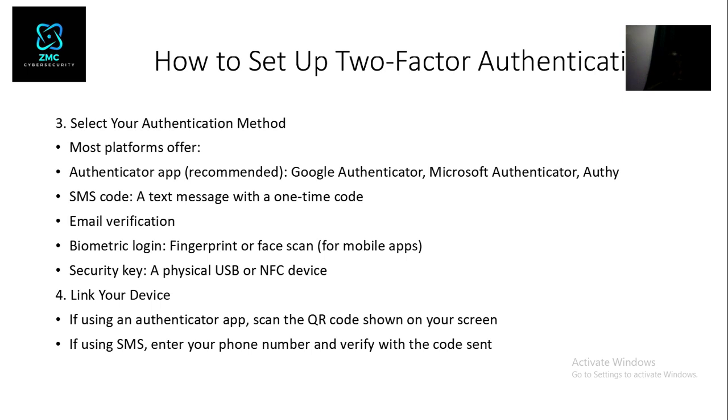Then three, you select your authentication method. Now most platforms offer authentication applications. The recommended and trusted ones are Google Authenticator, Microsoft Authenticator, or Authy. Now you have the option of SMS code, as I mentioned earlier in the previous video, where a text message with a one-time code is going to be sent to the phone number attached to that very account. So let's say someone just randomly gets access to the password of your account. Now if that person doesn't have access to your device, that person will not be able to receive that code.